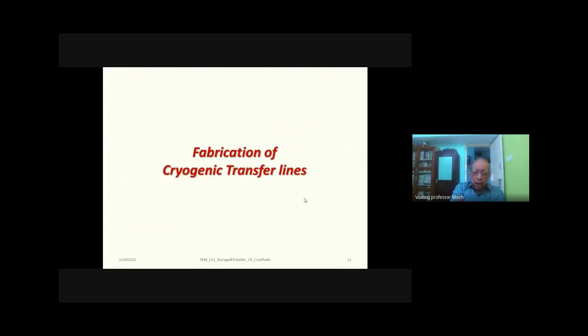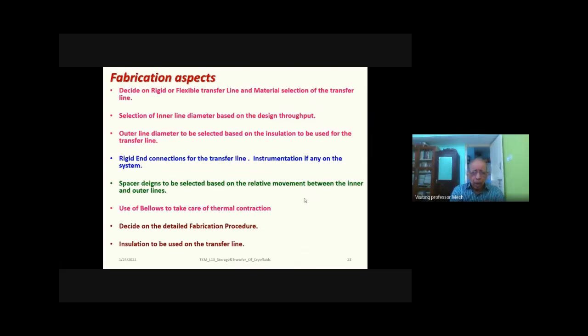I will briefly touch upon the fabrication of the cryogenic transfer line. Suppose you want to make a transfer line, what are the things you have to worry about? First, decide whether you want a rigid transfer line or a flexible transfer line, and also select the material which you are going to use for fabrication. Selection of the inner line will be based on the design throughput, for example, how much quantity has to be transferred through the transfer line. Based on that, you will select the diameters of the line. The outer line diameter will be based on the insulation which you are going to use over the inner line.